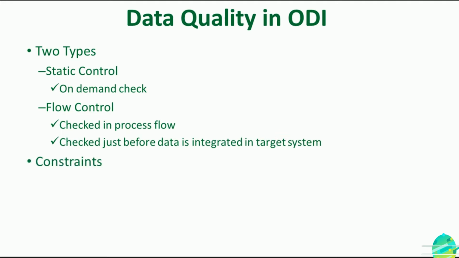Data quality controls are implemented in ODI through constraints. You might have already experienced primary key and foreign key constraints at database level. Normally, these kind of constraints are defined at database level while defining the table. If a table already has these constraints defined at database level, then those constraints can be brought into ODI while importing those tables through reverse engineering.